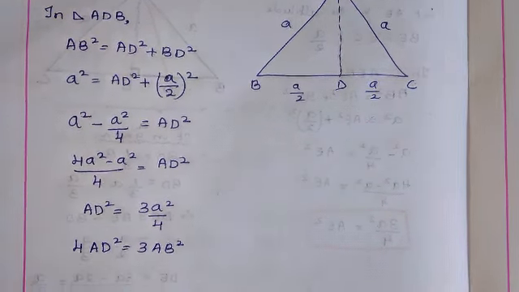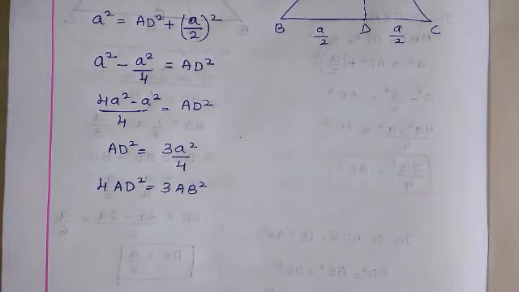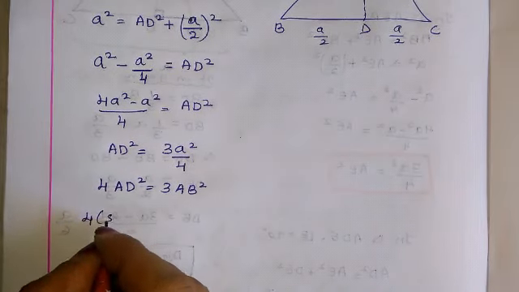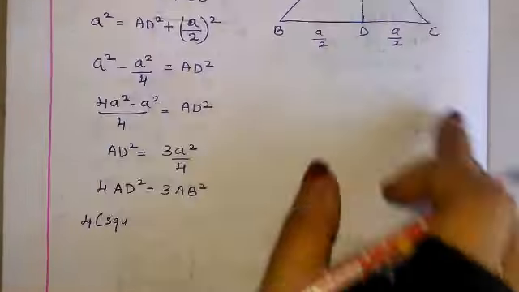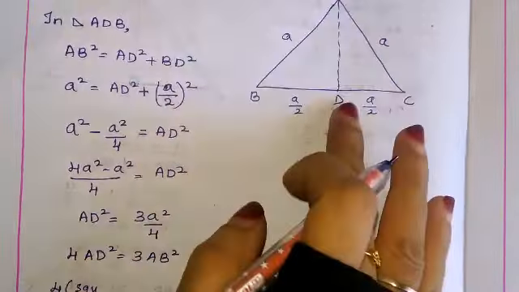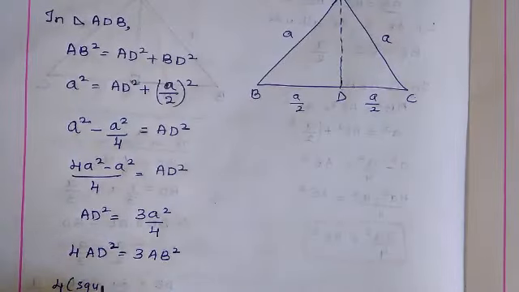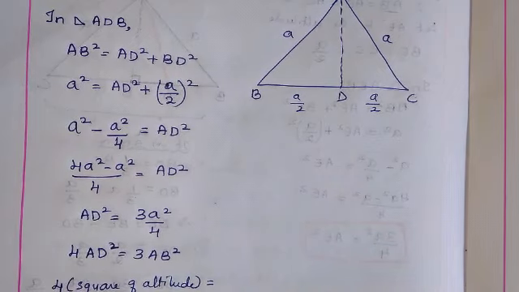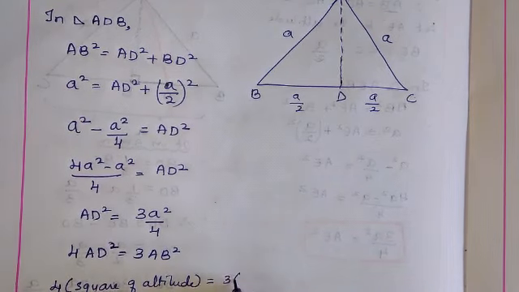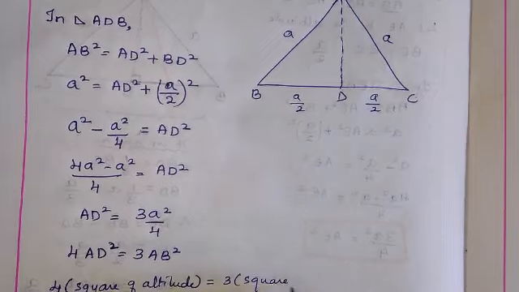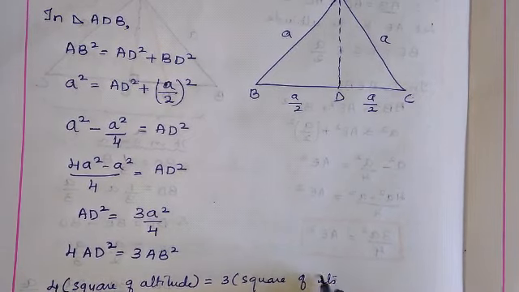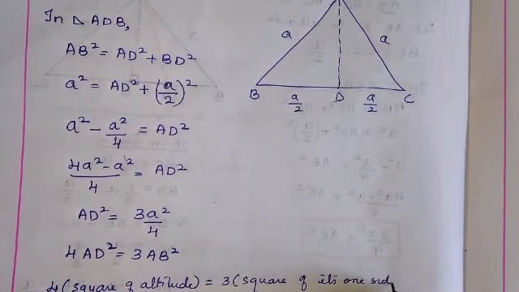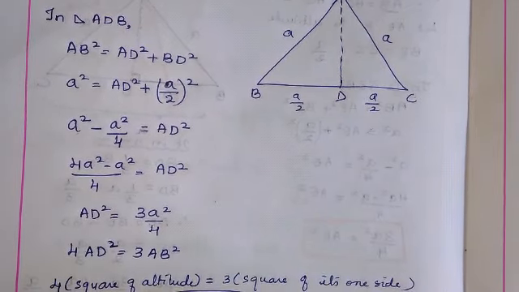Now we can write here 4 times the square of the altitude. We can see in the figure the altitude is AD. Square of the altitude is equal to 3 times the square of its one side. We proved the question, right?